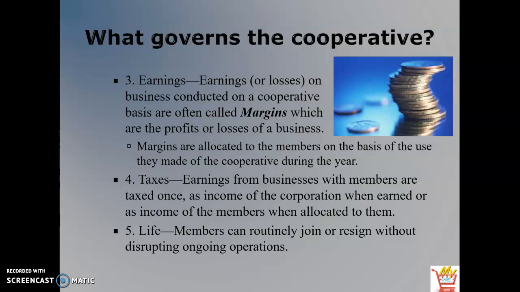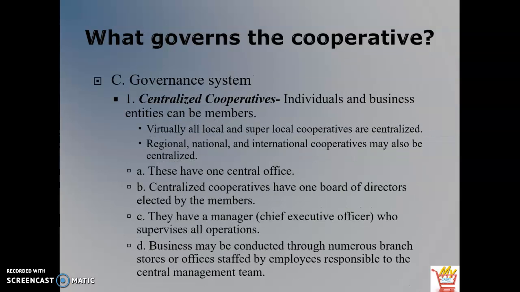So the earnings of a cooperative are called margins, and margins are allocated to the members basically on the use that they made of the cooperative during that year. So the more business that you've done with the cooperative in a given year, the more you're entitled to those margins. It's kind of like dividends from a stock. And then finally, members can routinely join or resign without disrupting ongoing operations. Members come and go all the time in a cooperative. It's pretty easy.